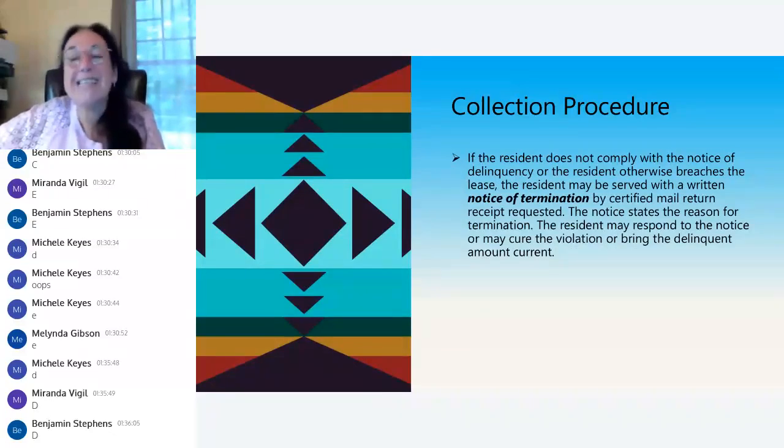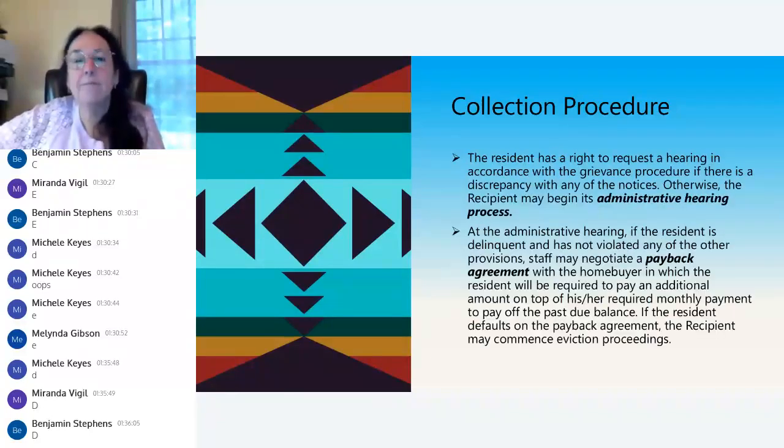If your resident does not comply with the notice of delinquency or the resident otherwise breaches the lease, the resident can be served with a written notice of termination by certified mail, return receipt requested, or you can have it police served. We did that, or we had the court serve them. The notice states the reason for the termination. The resident may respond to the notice or may cure the violation or bring the delinquent amount current. So the resident has the right to request a hearing in accordance with your grievance procedure if there's a discrepancy with any of the notices. Otherwise, the recipient may begin your administrative hearing process.